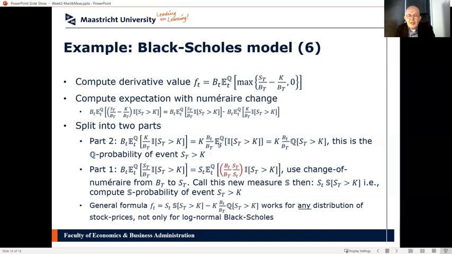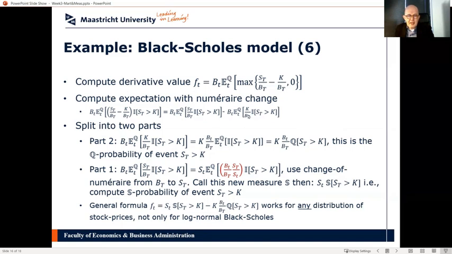Therefore, taking the expectation of an indicator function is computing a probability. So the second part is K times the ratio of the bank account values times the Q probability of the event S is larger than K. And the part 1 calculation we did with this integral.